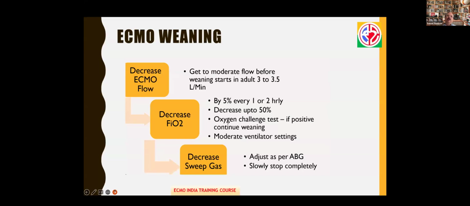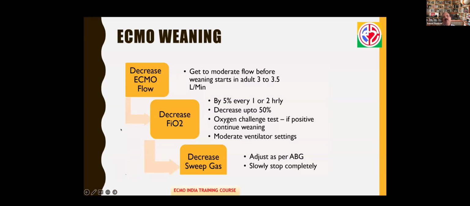So you are on ECMO with the principles we discussed earlier. You are continuing on ECMO, and the patient is improving. Chest X-ray is getting better. You think about weaning the ECMO, like you want to come off the ECMO. See if the patient can tolerate coming off ECMO or not. For that, different techniques are available. Different protocols are adopted by different units.